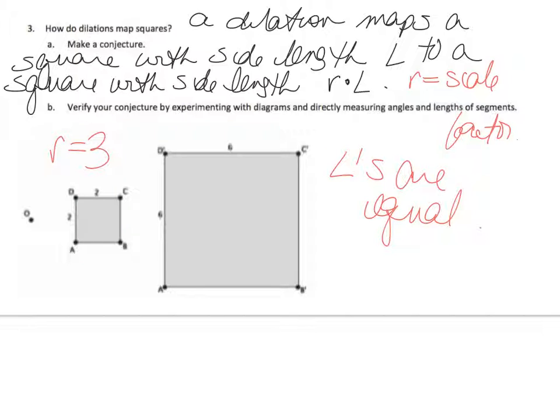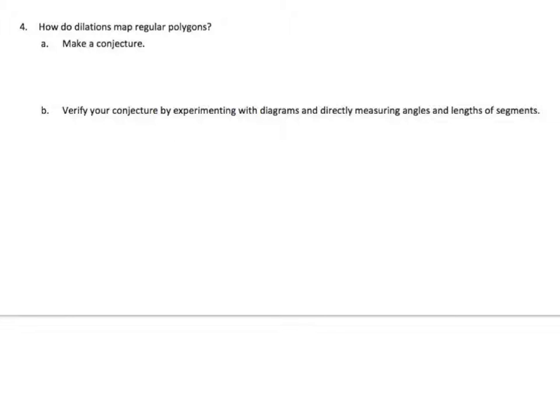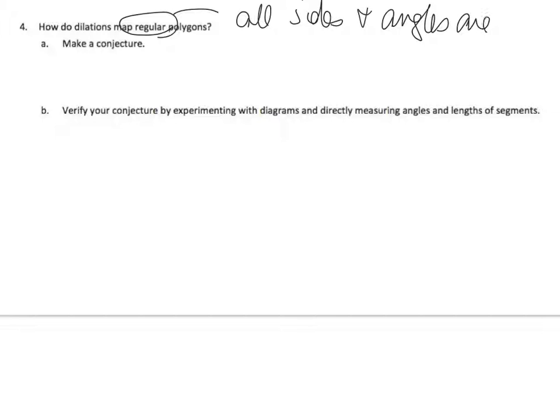So the dilation maps a square with side length L to a square with side length R times L. Squares are easy. Gotta love them. How about regular polygons? If you remember, the word regular means all the sides of the polygon and all the angles of the polygon are the same.